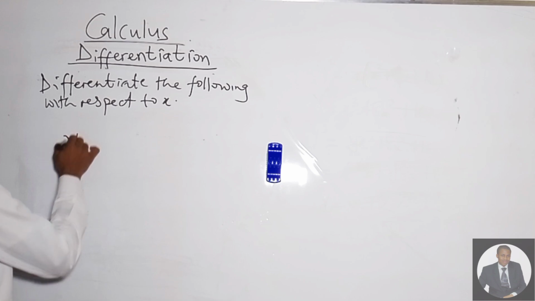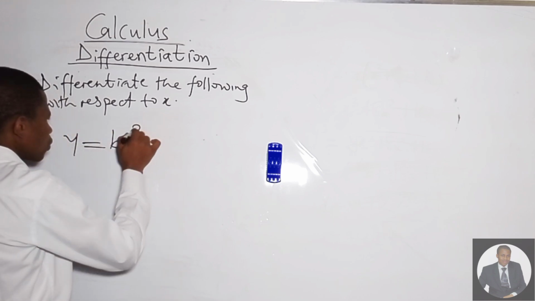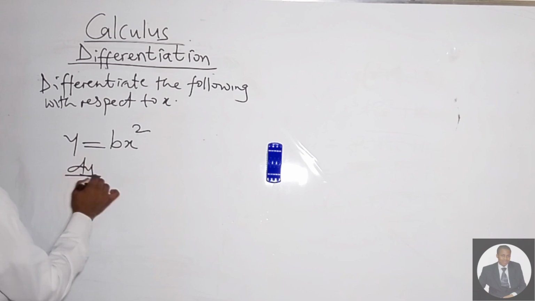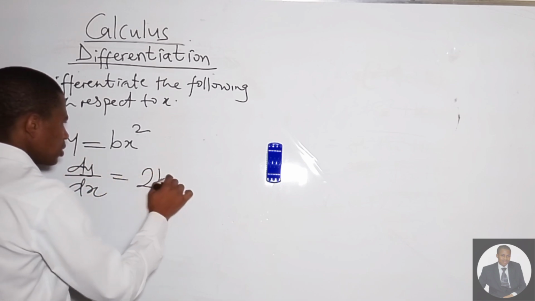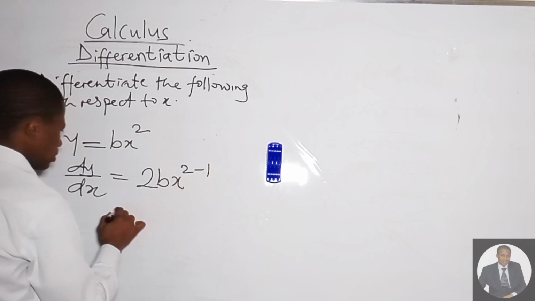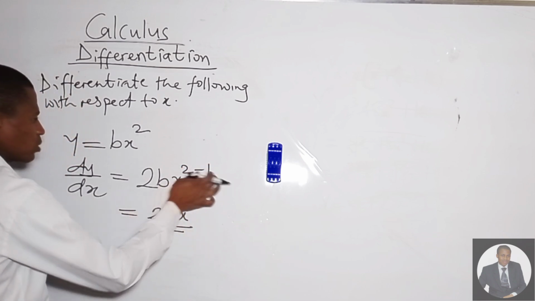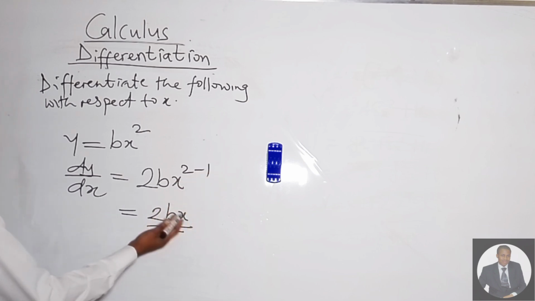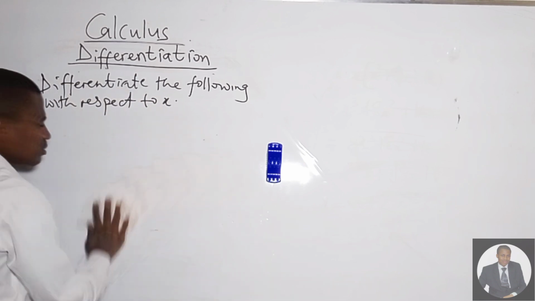Differentiate the following. y is equal to bx squared. So dy/dx will be 2bx^(2-1). That will be 2bx. 2 minus 1 is 1. So x and x^1 are the same thing. So this will be our answer. So these are the elementary.